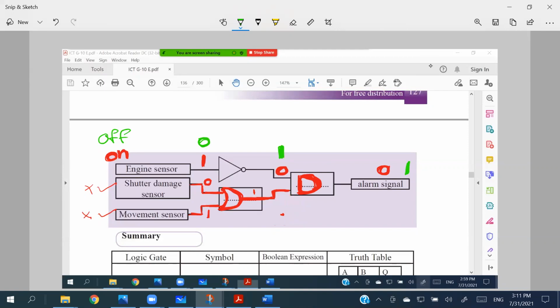Have your answers, people. So it's going to be an OR gate over here, right, and an AND gate at the end. Okay, is there anyone who still needs a clarification regarding this? All right, so let's move to this question.